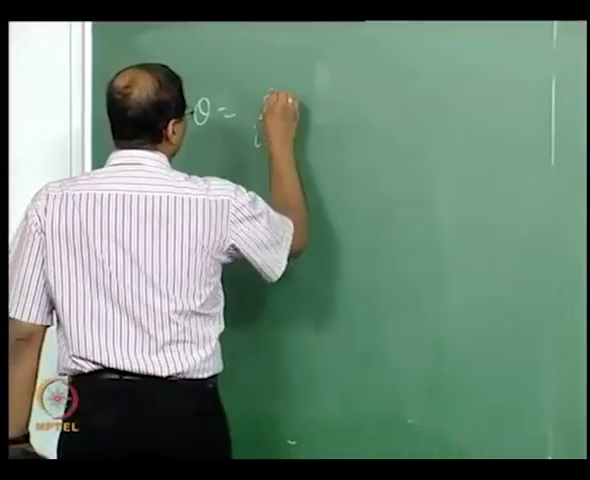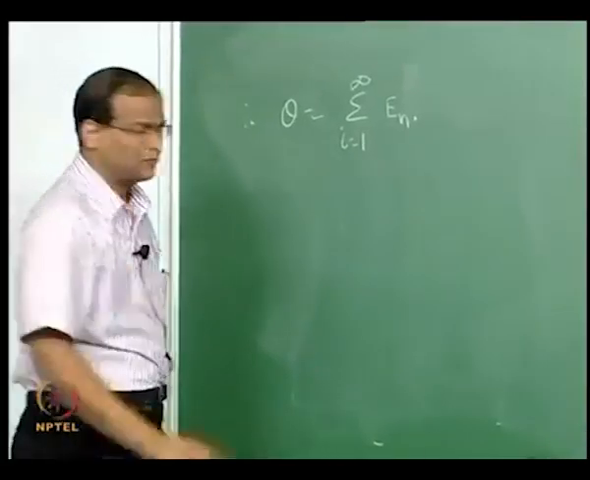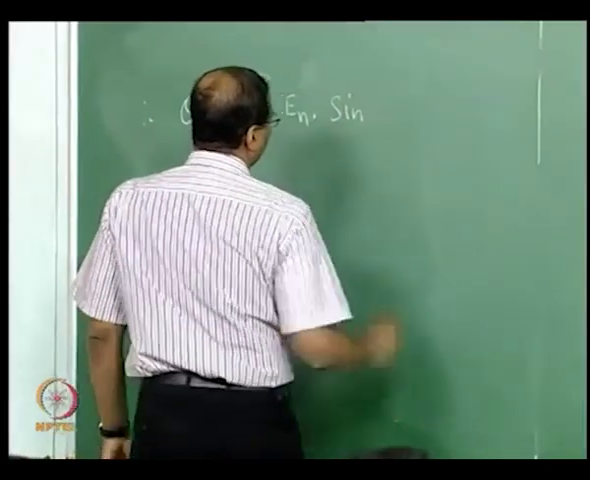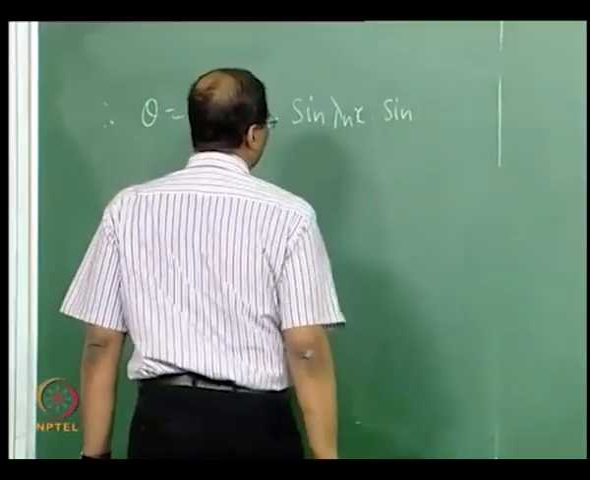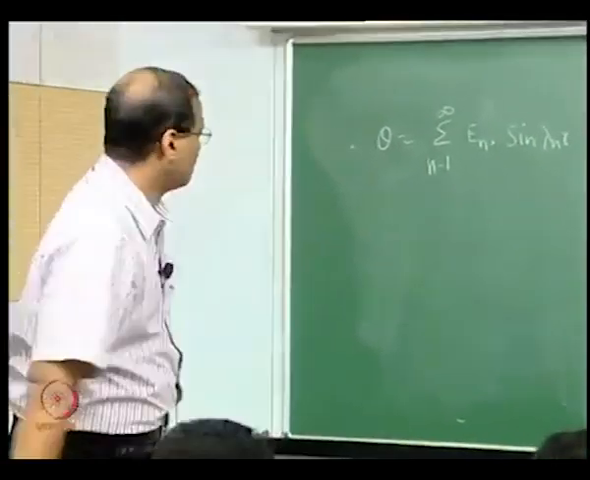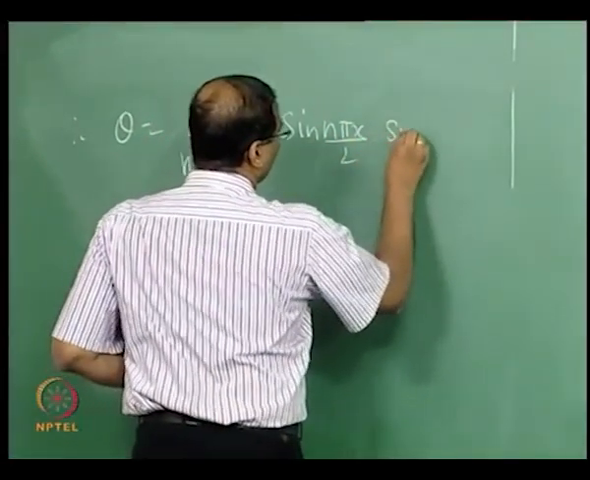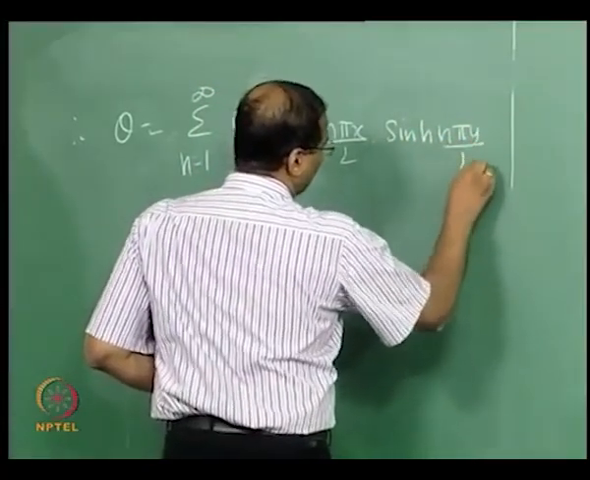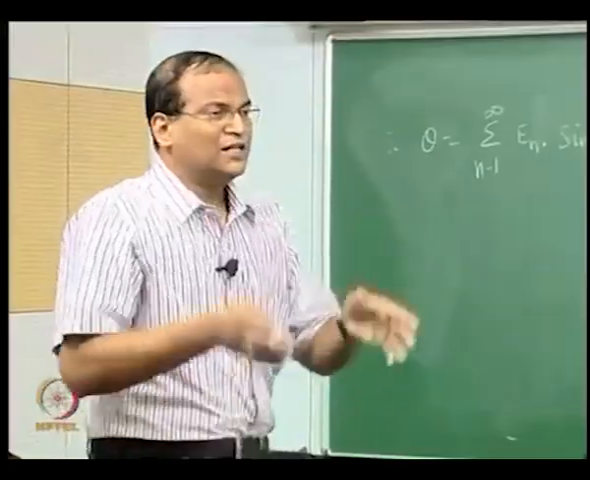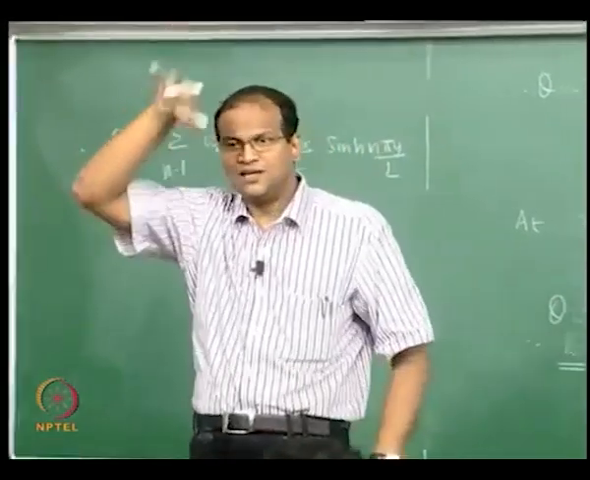Sigma, n, sin, h, or I can replace this by... Please note you won't get sin nh n pi y by w, you won't get that, because lambda is coming because of the L, because it is a periodic boundary condition in L. In W it is an exponentially decaying function.